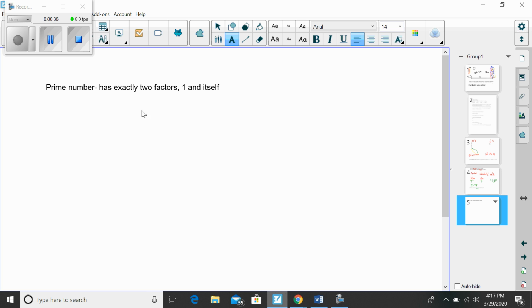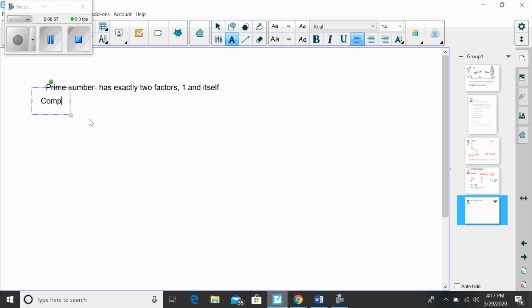All right, and then composite. So sometimes when we talk about prime and composite, it's kind of understood that we are in the whole number system. When we are talking about primes and composites, we're not talking about the negative integers that we just studied. We're not talking about fractions and decimals. Okay, it's understood we're talking about whole numbers.